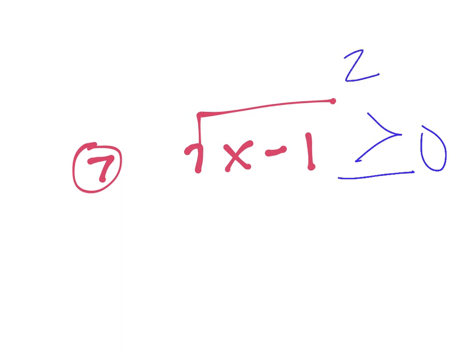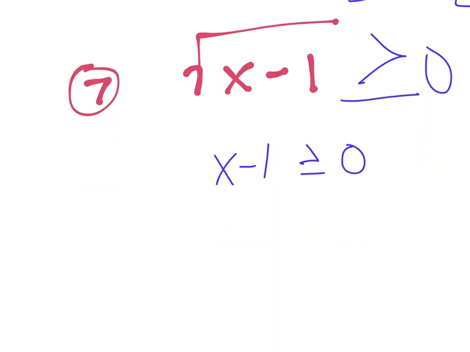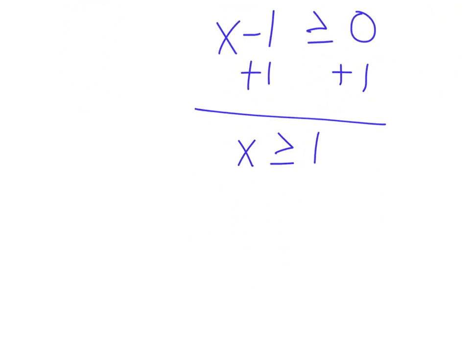Square root. I square both sides. So I have x minus 1 greater than or equal to 0. Now what? Plus 1. Okay, add 1 to both sides. So x has to be greater than or equal to what? 1. Think about that. If you need to, graph it to kind of look at it.